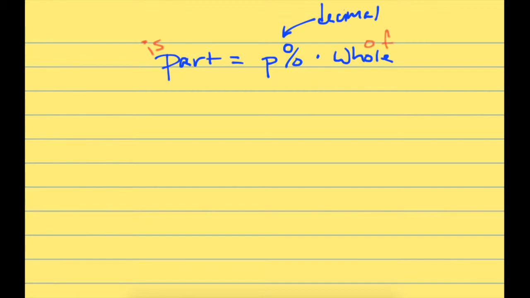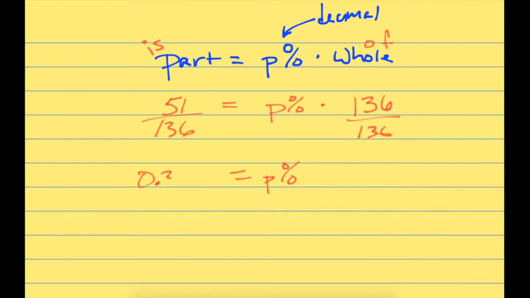So if I have what percent of 136, that 136 is going in for the of, is 51, that's going to equal my p percent. So I divide both sides by 136, and 51 divided by 136 is 0.375. And to make that a percent, I just move the decimal 2 spaces to the right, giving me 37.5%.